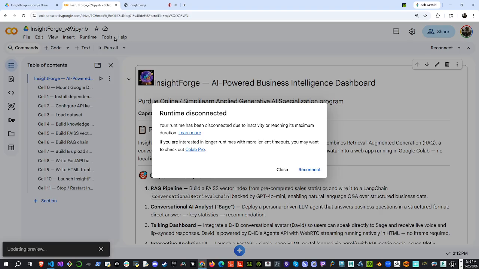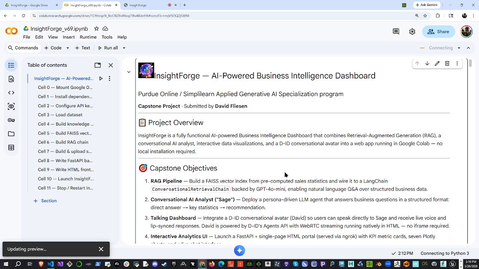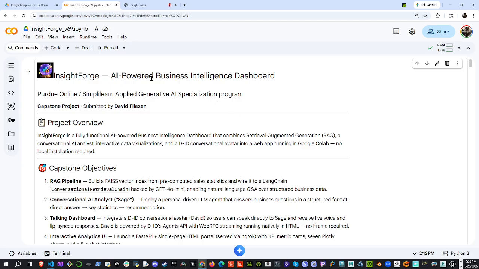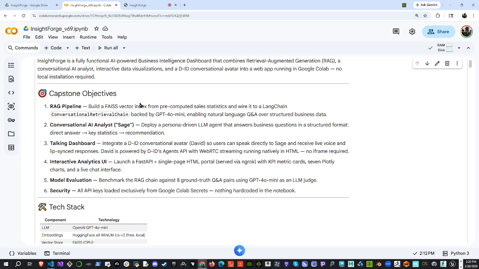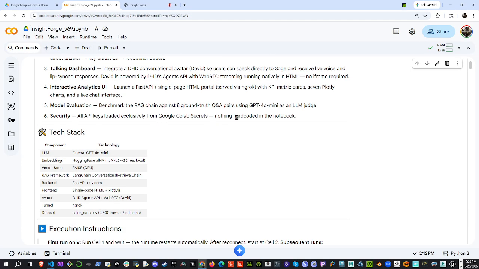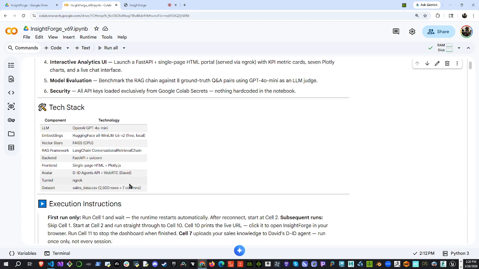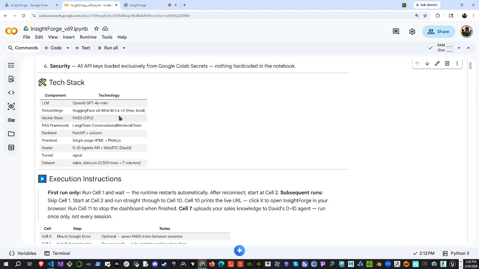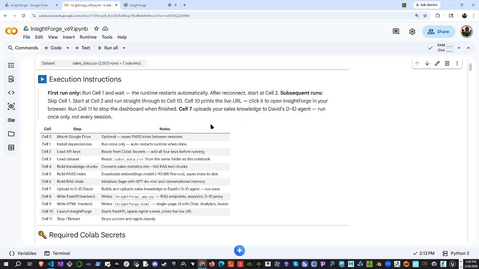All right, so I've got to reconnect. Updating preview. So this is InsightForge, and I basically laid things out because I know documentation is a really important aspect. Let me close out this table of contents. I wanted to make sure it was well documented. Up front here is the information about what it's about, the project overview, the capstone objectives that I wanted to make sure I included, what my tech stack is for this, which types of AI and other technologies I'm using to create this, and then the execution instructions.